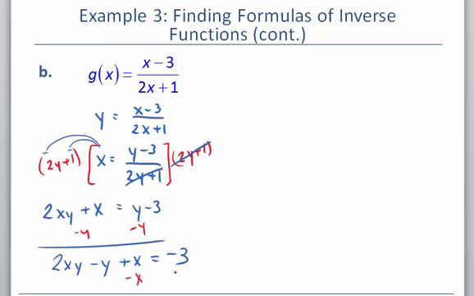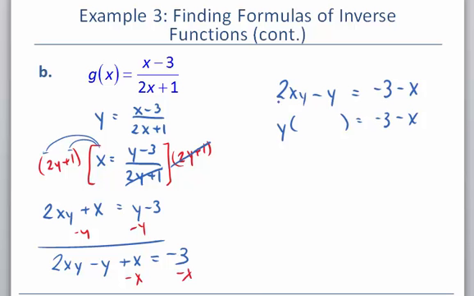And then I'm going to subtract the x. So I now have 2xy minus y is equal to negative 3 minus x. So now we've separated everything that has a y from everything that doesn't. Next, we're going to actually come in and factor a y out of these two left-hand terms.